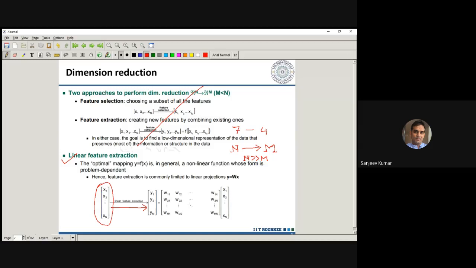For each feature vector which is coming from n dimensions, you want to create a new feature vector which is having only m elements. So for each city, it is 7-dimensional in the original problem, but we are coming to 4, for city 1 to city 10. How can you do it?